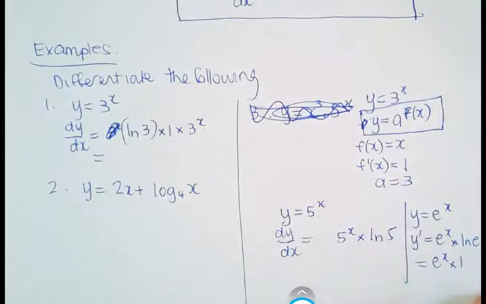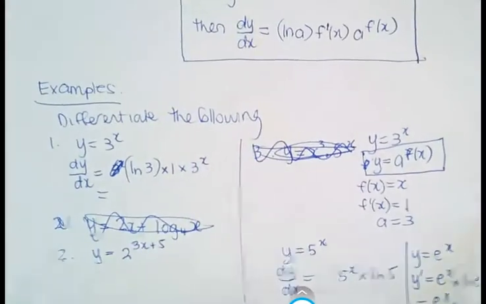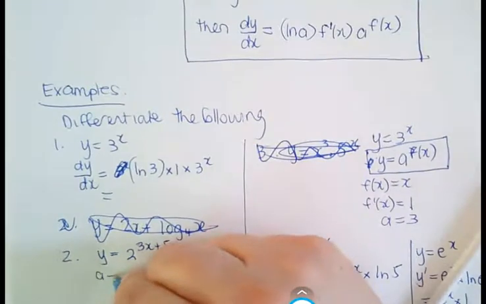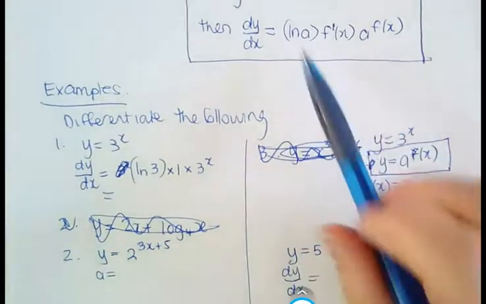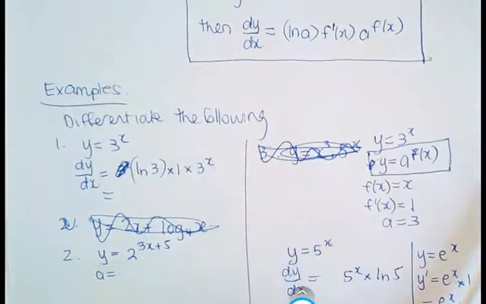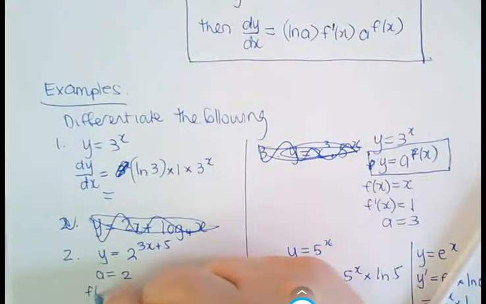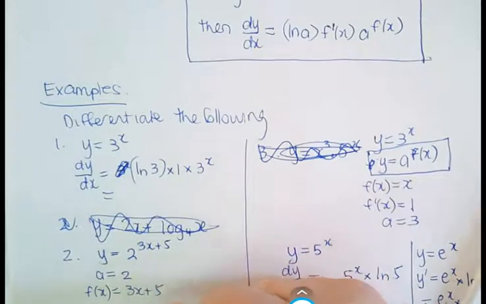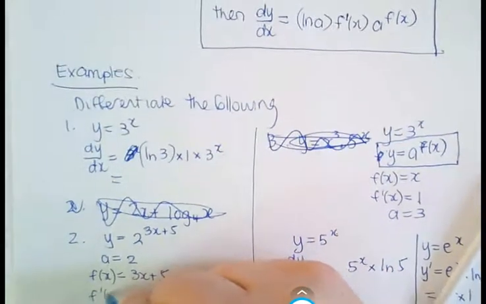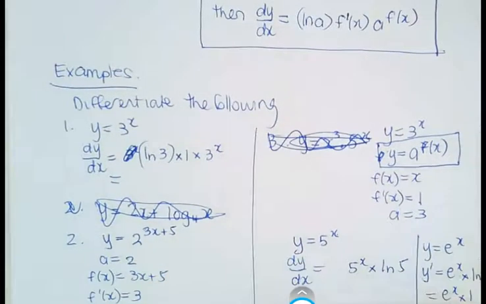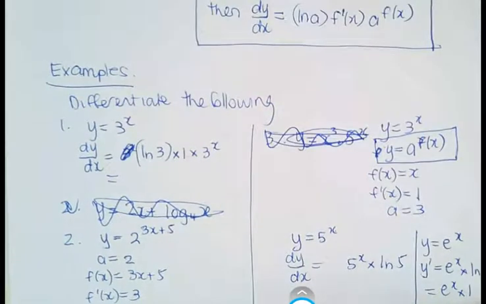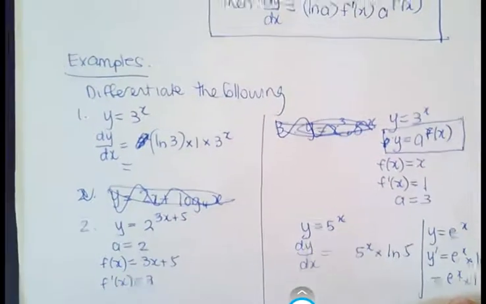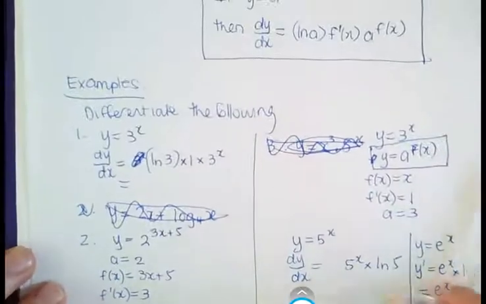All right, I'm going to do some more. Your formula there. We'll write down here exactly what we've got. What's a? Compare it to that. What's a? 2. What's your function of x? 3x plus 5. What's your f dashed x? 3. Now you can just substitute into the formula. Does that make more sense for you? Because you've got the formula there.